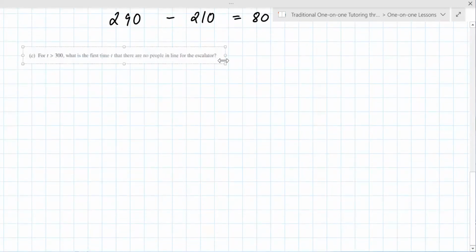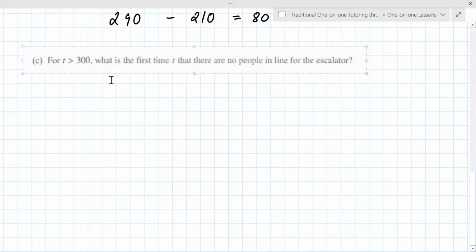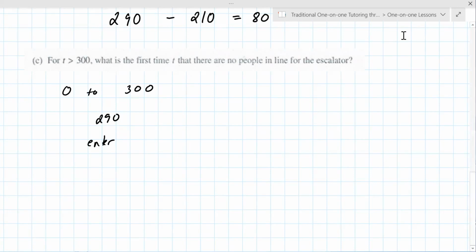Part C is kind of interesting. It says for t greater than 300, when are there no people in line for the escalator? You know that from 0 to 300, there are 290 people that want to enter. We covered that in parts A and B. If you look at the piecewise function, you can see that the rate is 0 after 300, which means that no more people get on.